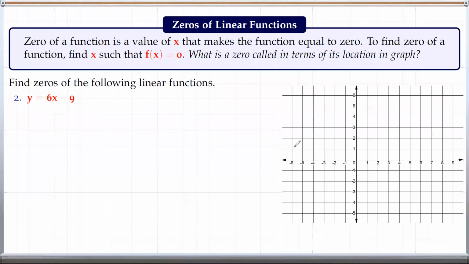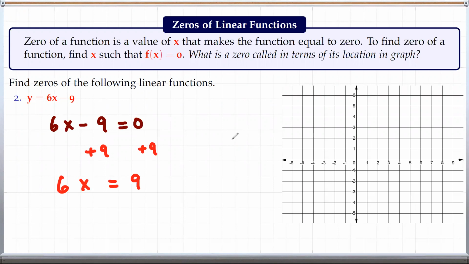Here we have y equals 6x minus 9. So to find zero of this function, all we need to do is set this function equal to zero. So we just add 9 to both sides. Then on this side, we get 6x. On this side, we get 9. Our goal is to isolate x. We want to solve for x. So divide both sides by 6.